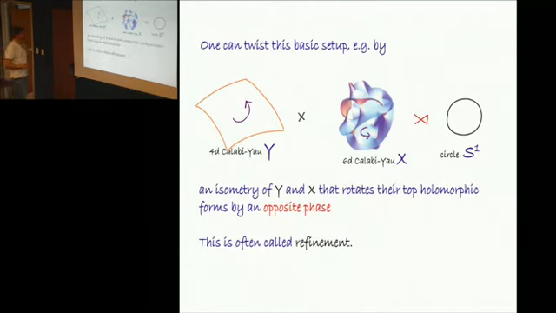In this setup, there's a notion very popular in recent times, which is that one can refine it. One can have an isometry of both the 4-dimensional and 6-dimensional manifolds that rotates the Calabi-Yau form here by a certain phase, and rotates the Calabi-Yau form there by the opposite phase, so that the product of the two forms is invariant. Then you can use this isometry, instead of forming a direct product with a circle, to twist.